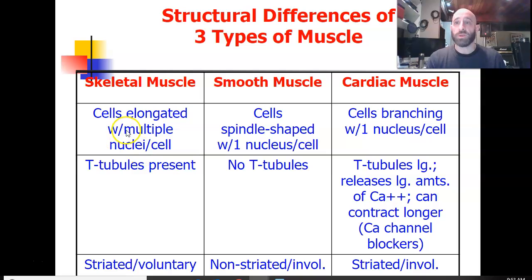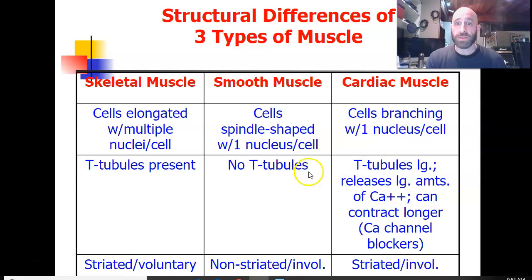What are the differences? Well, skeletal muscle we talked about. They're long, thin cells with multiple nuclei, and that's because they were originally several cells that fuse together into one cell during development. Smooth muscle, on the other hand, are smaller. They are spindle-shaped, so these are small cells, each one with a single nucleus. And then cardiac muscle is going to look like skeletal muscle, but it's going to be branched, and they're also going to have one nucleus per cell.